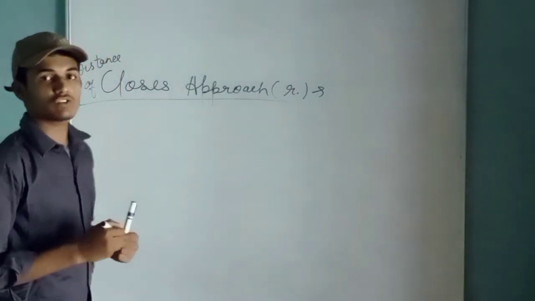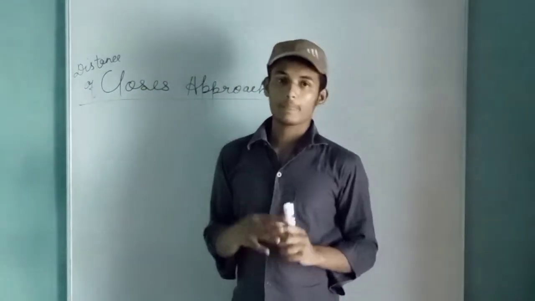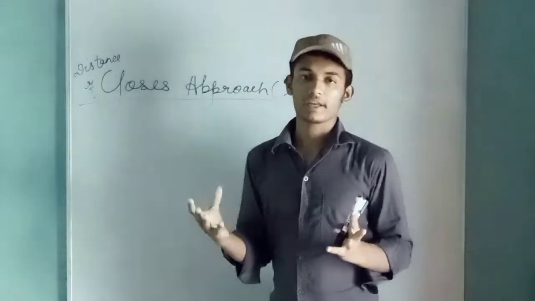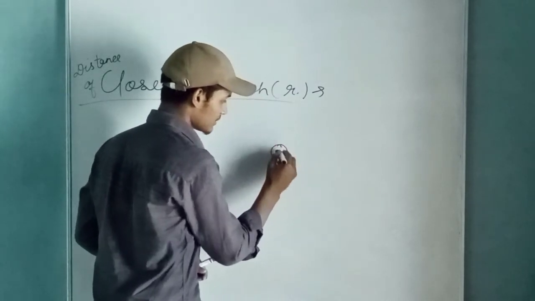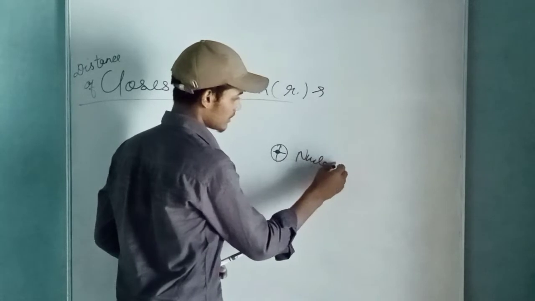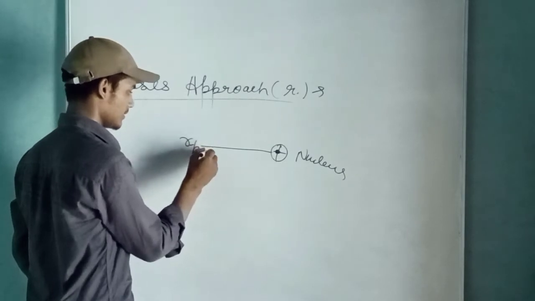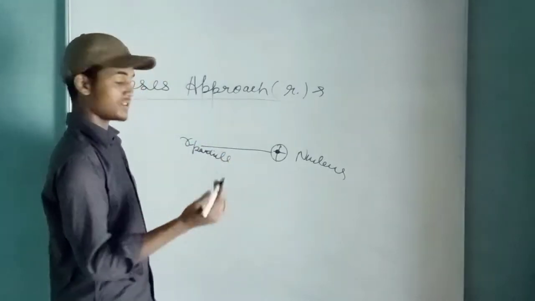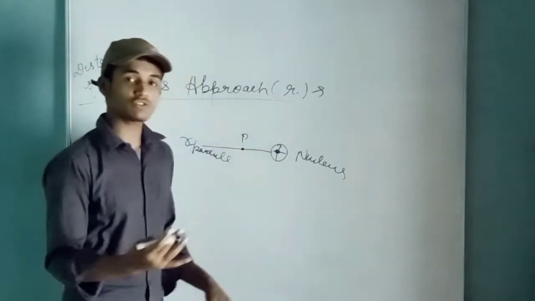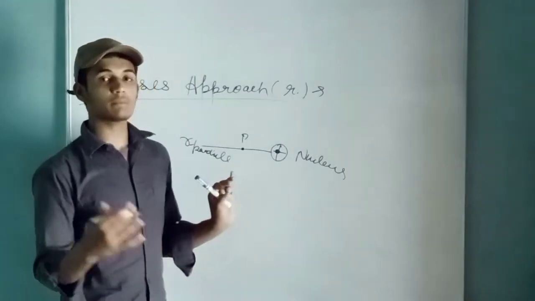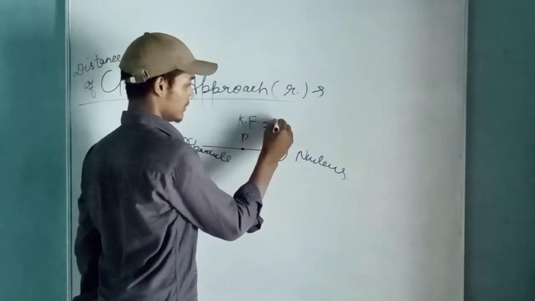That is the distance of closest approach. First we will discuss that. It is the distance from the nucleus of an alpha particle at which the whole kinetic energy of the alpha particle becomes electric potential energy. So kinetic energy converts into electric potential energy.